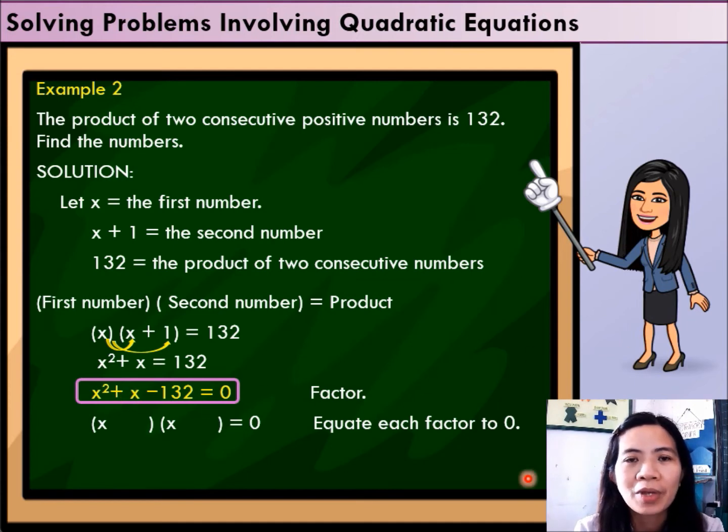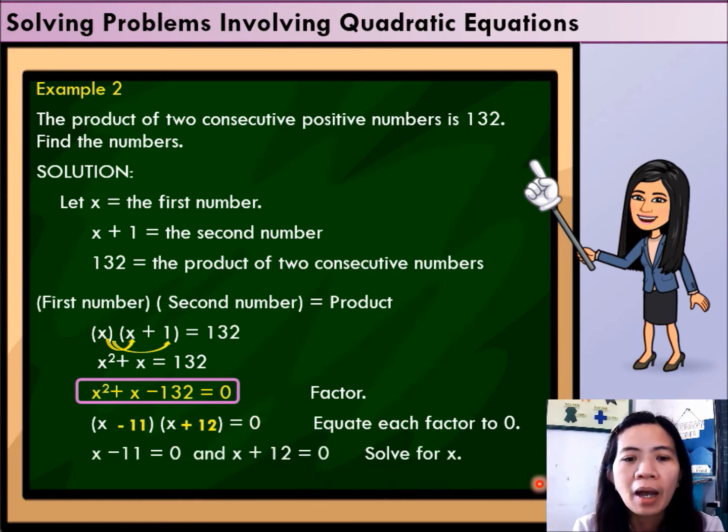So we are going to find the two factors. They are negative 11 and positive 12. To check, negative 11 times 12 is negative 132. Then we add negative 11 plus 12, it is positive x. Then we are going to equate to 0. After this, we are going to solve for x.